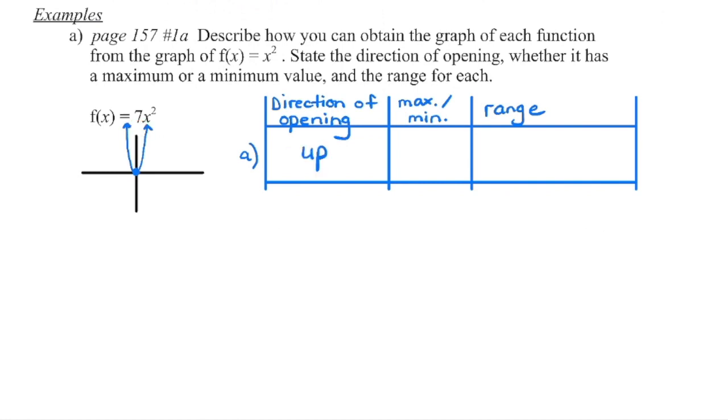If I open up, I have a minimum value, and so that's my minimum value. And then the range along the y-axis, y is going to be equal to 0 and every value greater than 0. So in set notation, range is a set of y values such that y is greater than or equal to 0 and y is an element of the real number system.